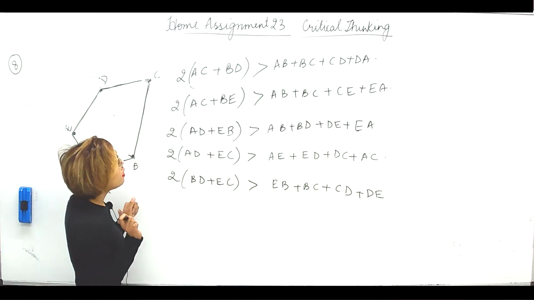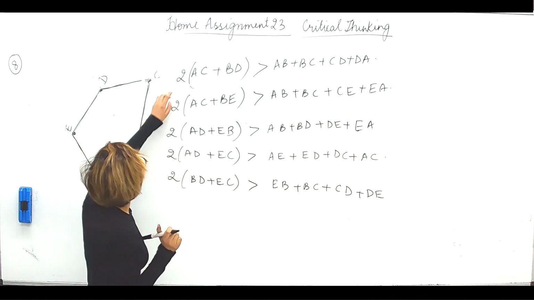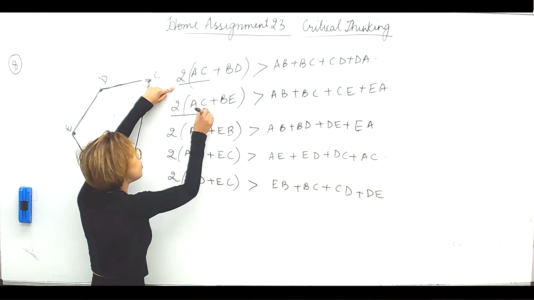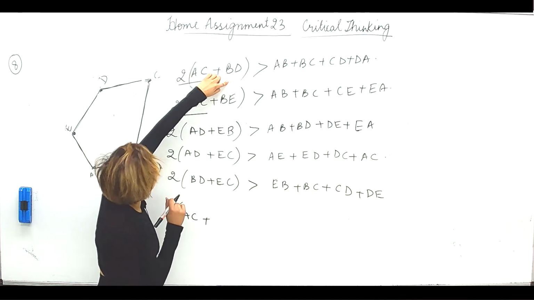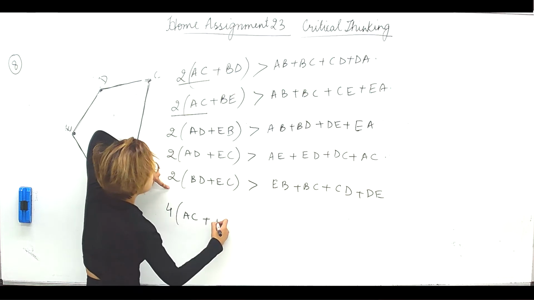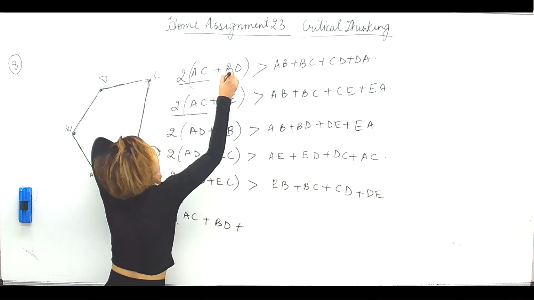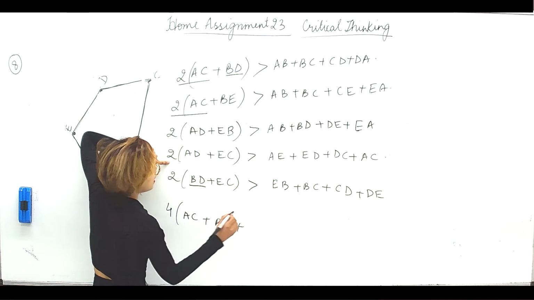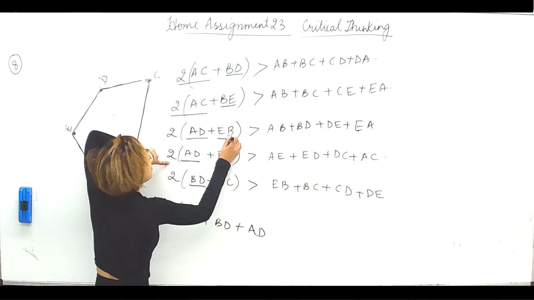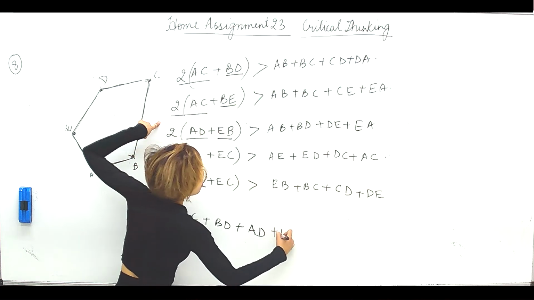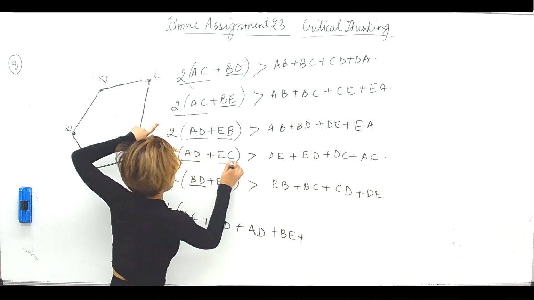Right. Now what I'll do is I'll add all of these. Now as you can see, I have 2 AC, 2 AC. So 4 AC. Then 2 BD, 2 BD. So 4 BD. This is also done. Then 2 AD, 2 AD, 4 AD. This is also done. So BE, BE, 2 twice. So 4 BE. So BE plus EC.